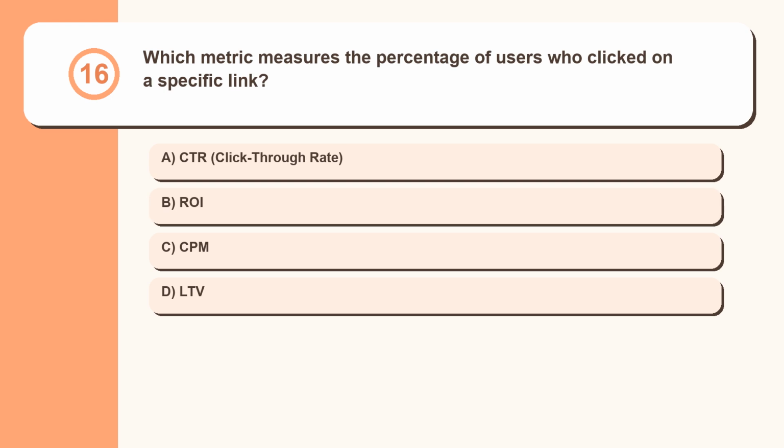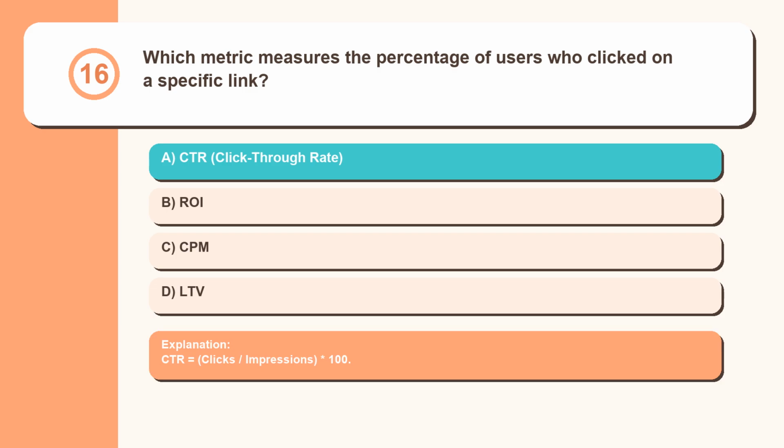Question 16. Which metric measures the percentage of users who clicked on a specific link? CTR, click-through rate, ROI, CPM, LTV. CTR equals clicks divided by impressions, times 100.